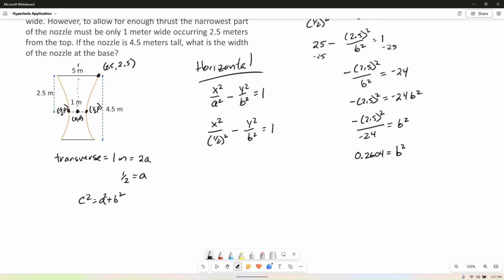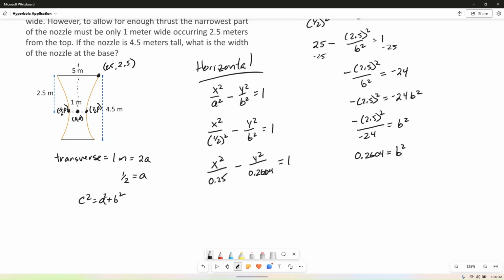So my equation now, if I plug that in for b squared, I don't even need to find b, I just need b squared. X squared over, well, what's a half squared? That's 0.25, right? So I'm going to have x squared over 0.25 minus y squared over this 0.2604, and that's equal to 1. So I have the equation. How do I find the length of the bottom side?